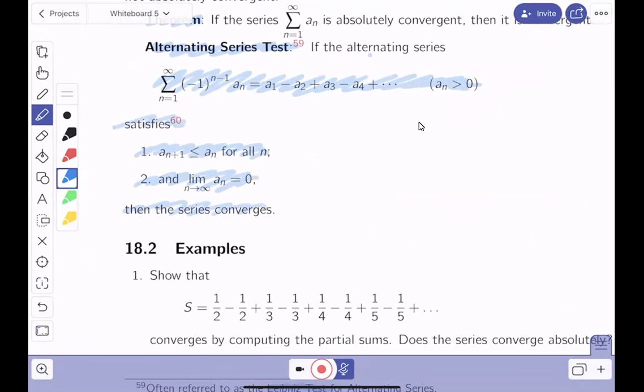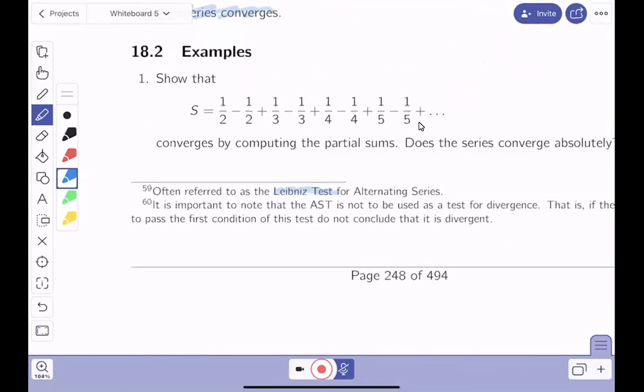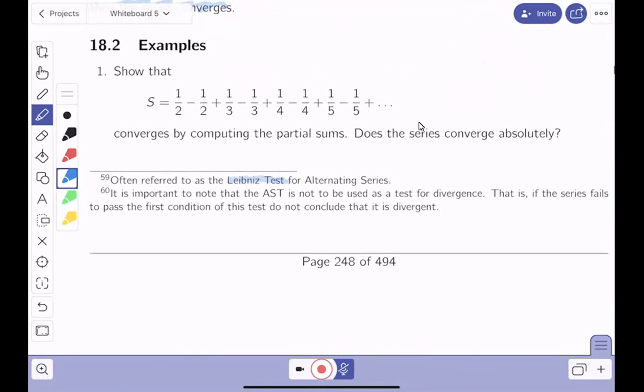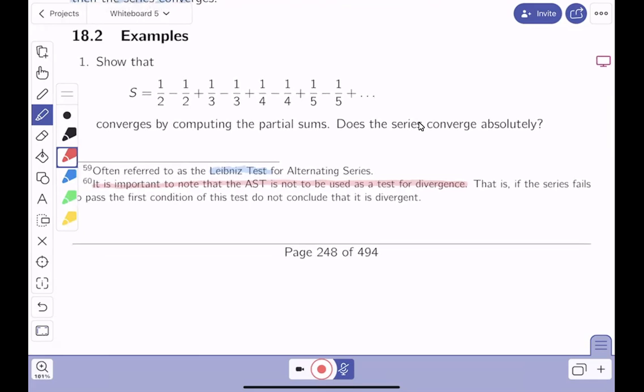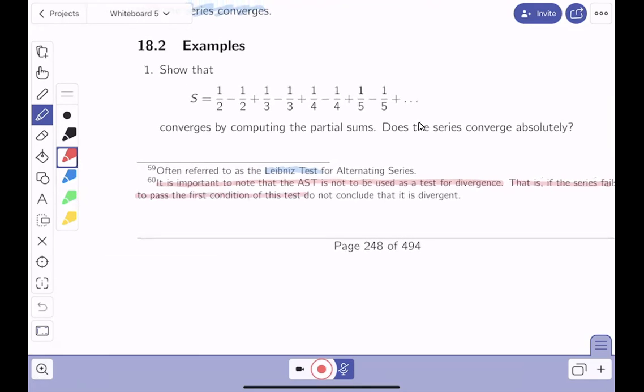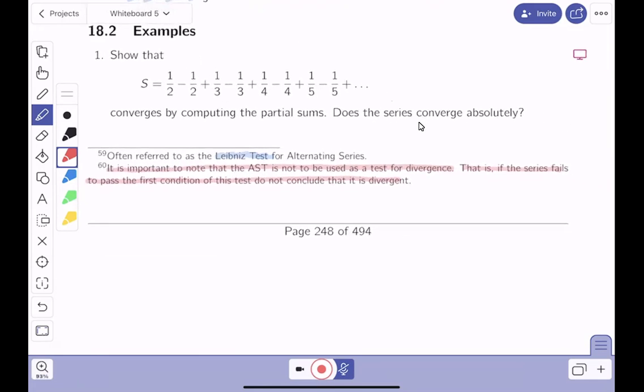There's a problem with 60, by the way. I'll be honest with you, it's not easy to understand. It's important to note that the AST is not used as a test for divergence. It cannot be used as a test for divergence. So if it fails, you've got to move on to something else. If the series fails to pass the first condition of the test, do not conclude that it's divergent. Don't conclude that. You've got to go back to some other basic test.